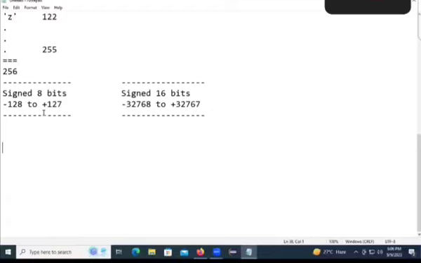Now let me list out all the keywords, then we'll move to the constants. Last session I said a keyword is a reserved word and its meaning cannot be changed. It has a specific purpose in every language. Every language has its own set of keywords.